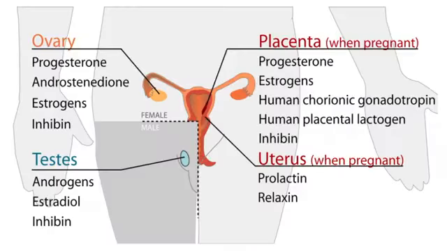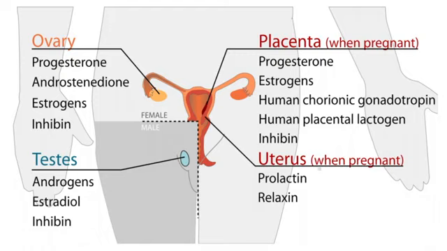All right, moving on. What's very important is knowing locations. We have all that influence from the hypothalamus, but now we're talking about the gonads. We have a lot of production of our hormones actually in the sexual glands themselves. So when we talk about the ovary, what's coming out of it? We have progesterone, androstenedione, estrogens, and inhibin. When the female becomes pregnant, then we have progesterone, estrogens, HCG, human placental lactogen, and inhibin as well. Just for the uterus when pregnant, we would have prolactin and relaxin.